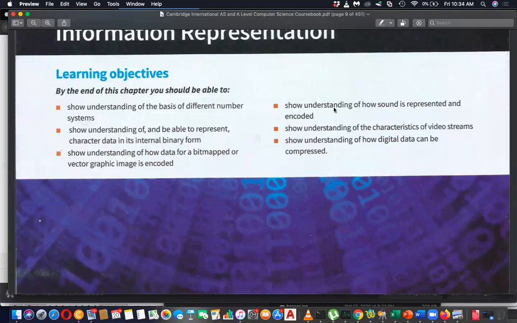Okay, let's start with chapter number 1 then. So the basic learning objectives are these: understanding the basics of different number systems, and then also understanding about representing data and video streaming, digital data, representation in graphics, audio. So those are the things to be covered in this lesson.